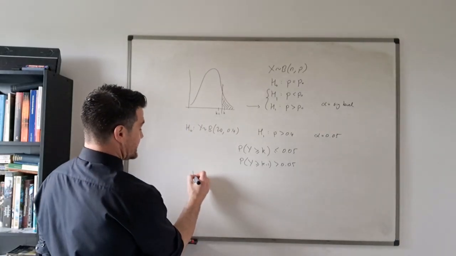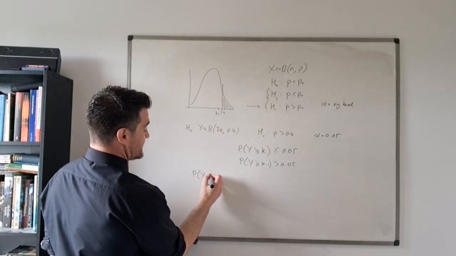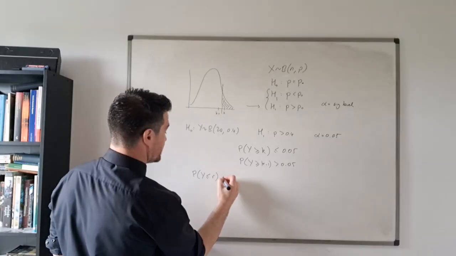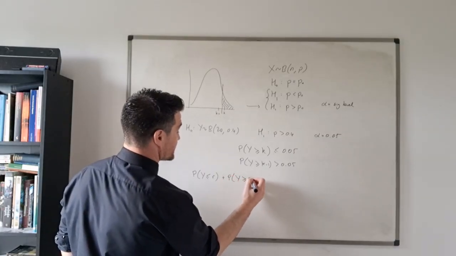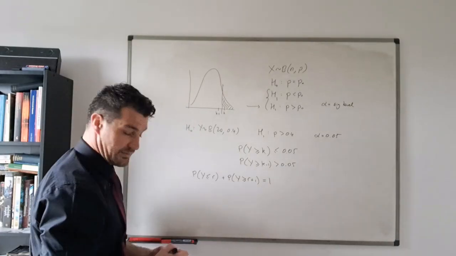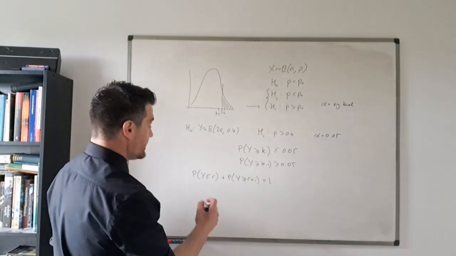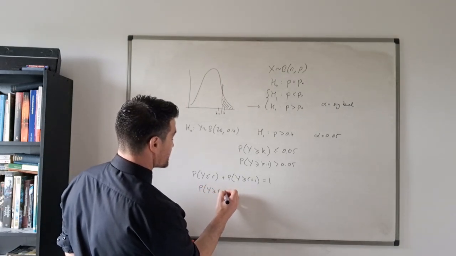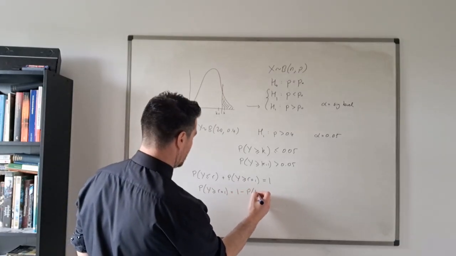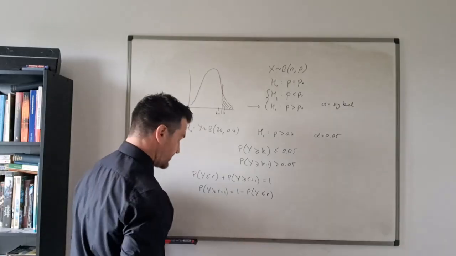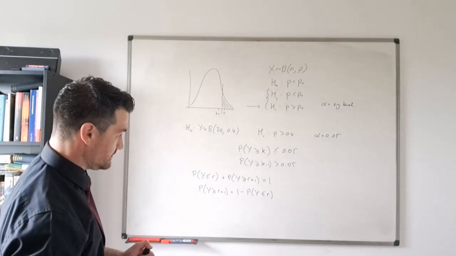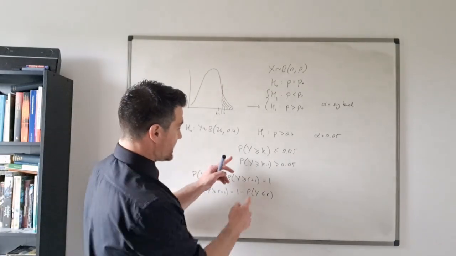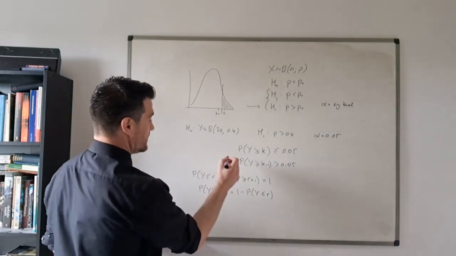So what this boils down to is, if we've got the probability that Y is less than or equal to r for this binomial distribution, plus the probability that Y is greater than or equal to r plus 1, this must be equal to 1. And therefore, the probability that Y is greater than or equal to r plus 1 is equal to 1 minus the probability that Y is less than or equal to r. Big deal, right?